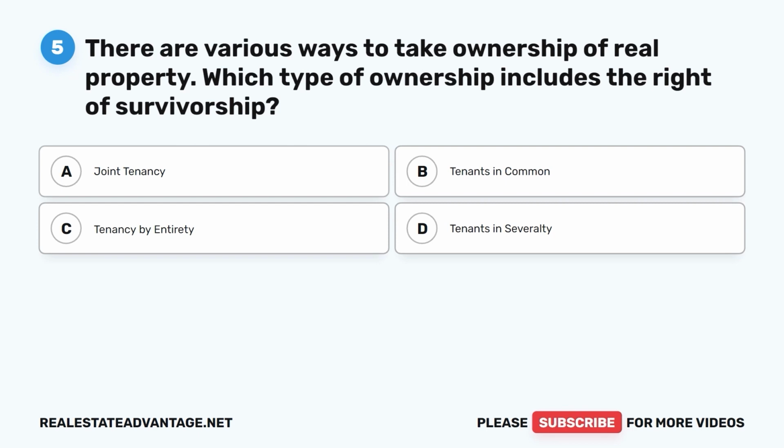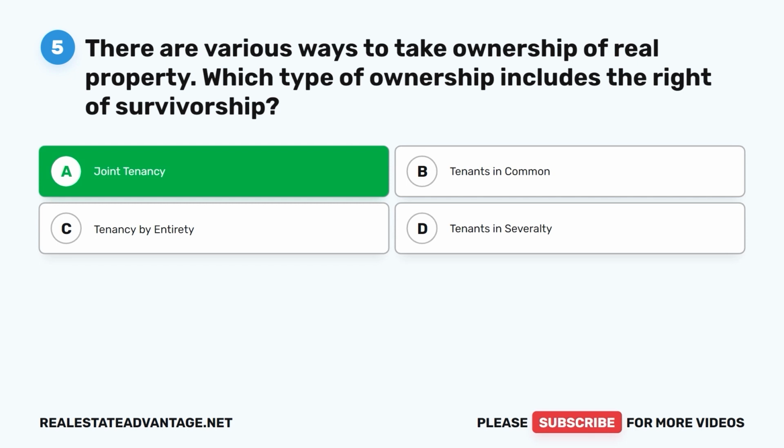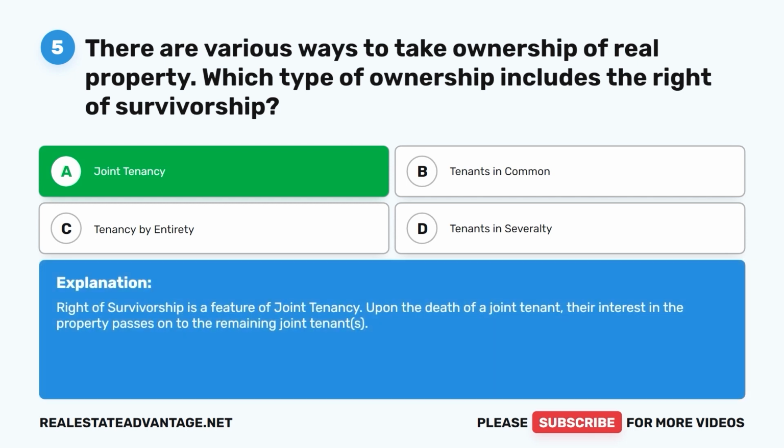Question 5. There are various ways to take ownership of real property. Which type of ownership includes the right of survivorship? A. Joint tenancy. B. Tenants in common. C. Tenancy by entirety. D. Tenants in severalty. The correct answer is A. Joint tenancy. Right of survivorship is a feature of joint tenancy. Upon the death of a joint tenant, their interest in the property passes on to the remaining joint tenants.